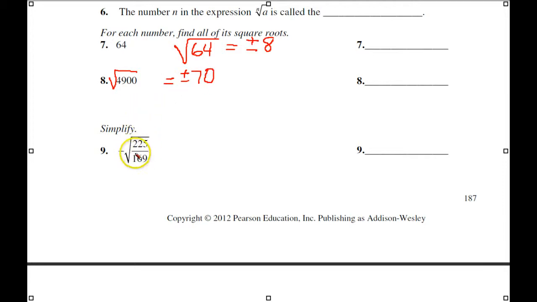And then here they're asking us to simplify. Now, because the negative is outside, it ensures that whatever fraction we get will be negative. So this is going to be the square root of 225 is 15, and 169 is 13. And again, the negative sign for sure because of that negative outside.